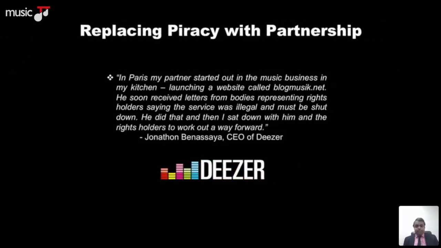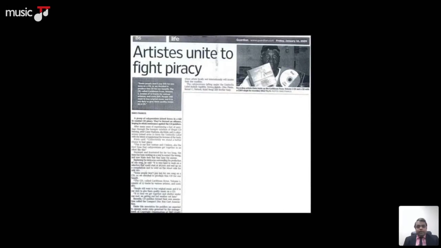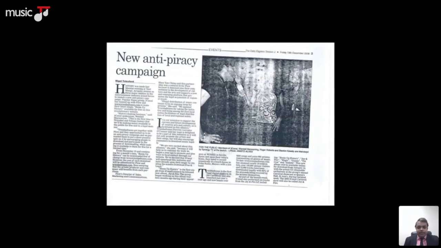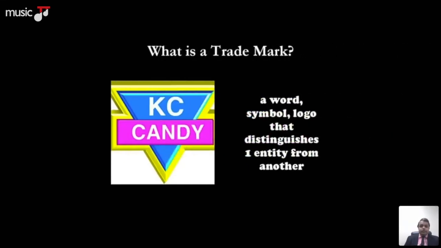Replacing piracy with partnership. Many of you, if you don't know what these are, I suggest you go and look it up. These are pretty phenomenal. They actually started off in breach of copyright, and now they are one of the leading available platforms for music. So just think about that. It was a huge switch for them. Artists have been uniting. We had Tree Canal and other artists in anti-piracy campaigns.